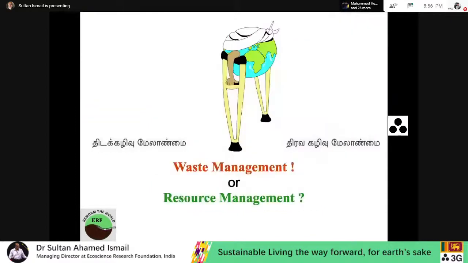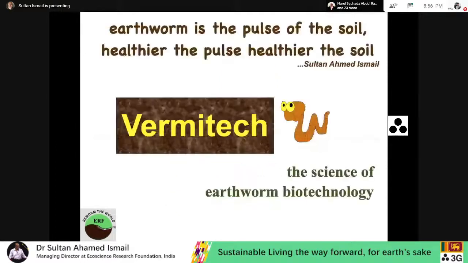So can we do some resource management? Can 3G volunteers take over this? Can 3G volunteers do this effort? One of them is Vermitech. Incidentally, I coined the term Vermitech for the world in 1992. If you know the term Vermitech, Vermi is worm, earthworm, tech is technology.